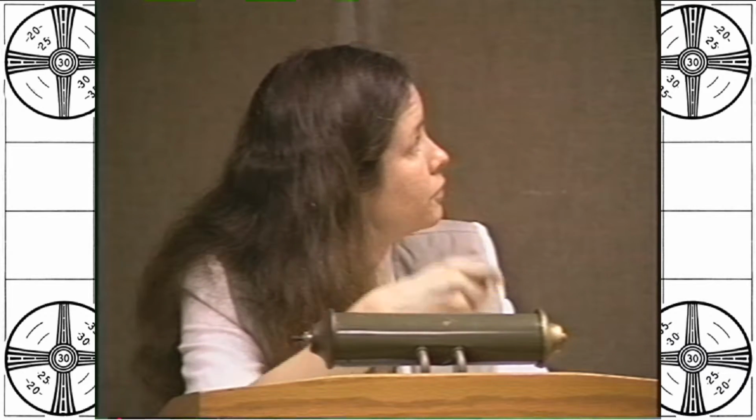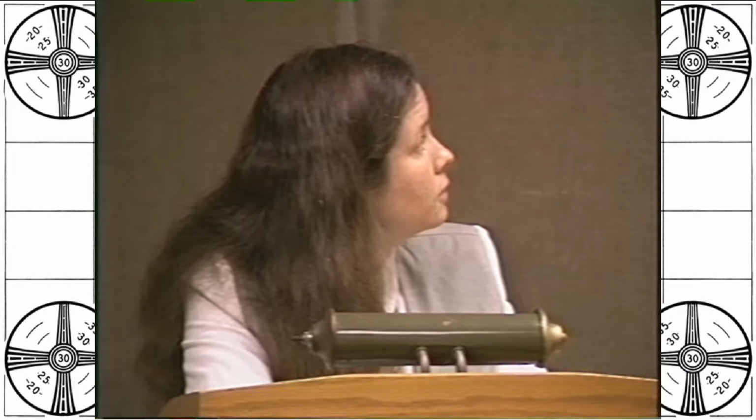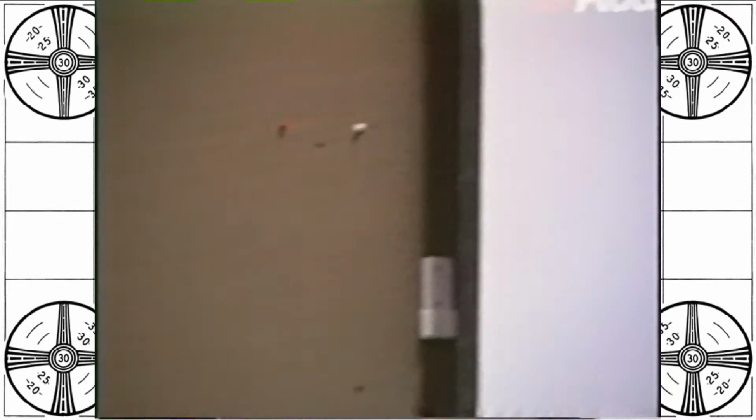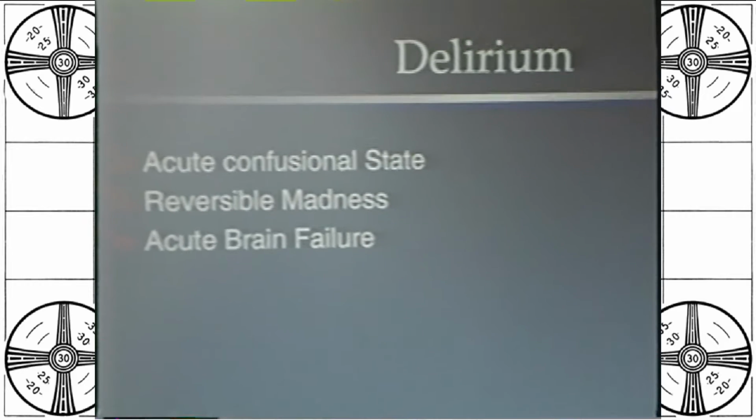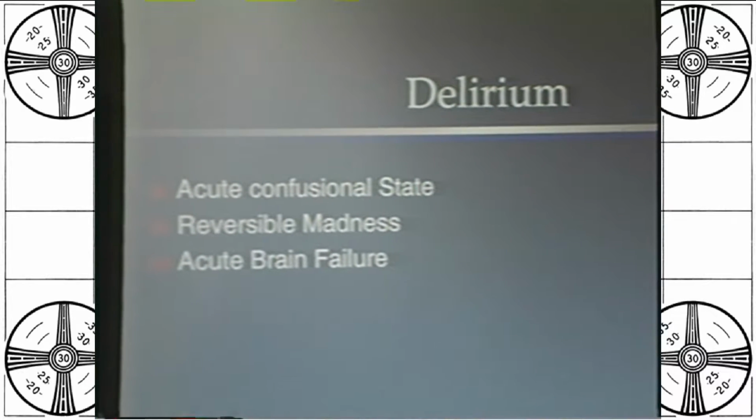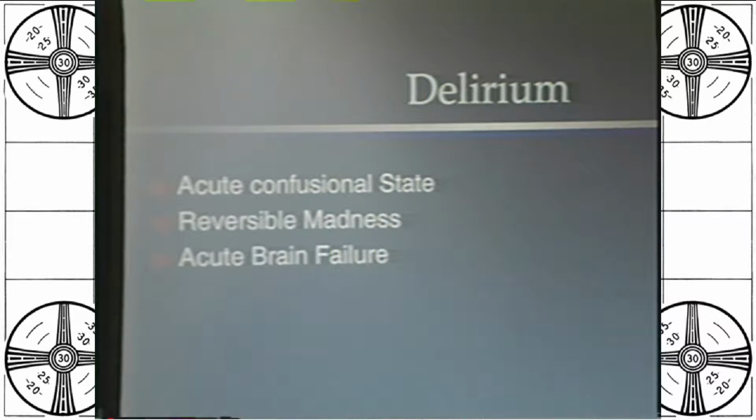There are some other names for delirium that are more colorful. It is an acute confusional state. Other names are reversible madness or acute brain failure, which is really, in a sense, what it is. Usually the problems are outside the brain, but there's a sort of a generalized failure of brain function.